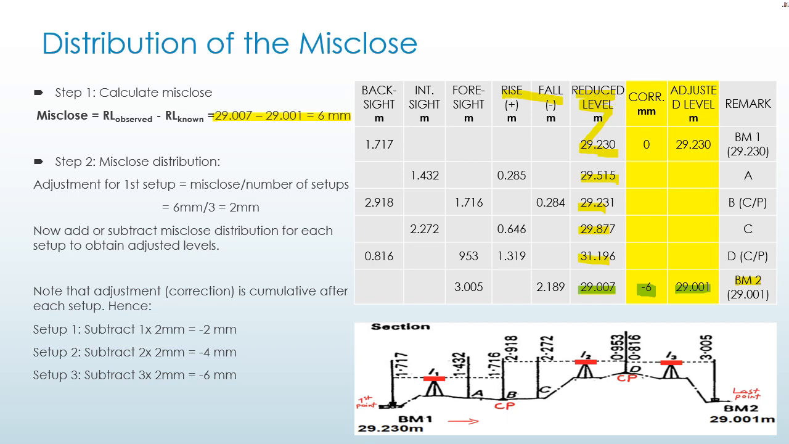At benchmark number 1, where we start the leveling run, we keep the same elevations throughout the calculation, so there's no correction. So 0 for the first setup and 6 mil over here for the last setup, or setup number 3. So it means for each setup over here, the error is going to be 6 mil divided by 3, which is 2 mil, and we need to subtract this value for each setup.